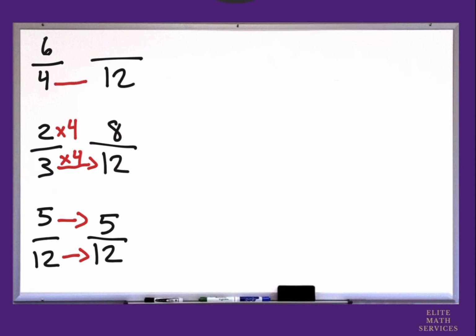Now we must move to the last fraction. We went from 4 to 12. How did we get there? We multiplied by 3. So what we do to the bottom, we must do to the top. 6 times 3 gives us 18.